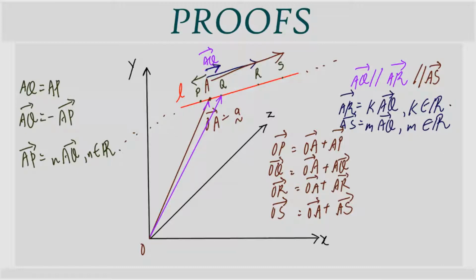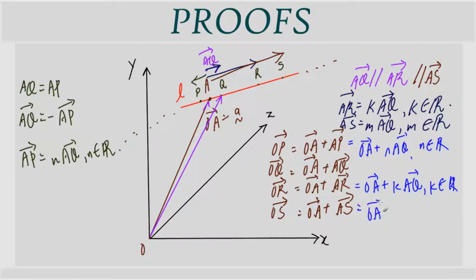In this aspect, you can actually standardize all the expressions to have OA plus a multiple of AQ. In this case, it's N times AQ, N element of real. OQ is already in the form of OA plus 1 times AQ. OR is equal to OA plus K times AQ, K element of real. And finally, OS is equal to OA plus M times AQ, M element of real.